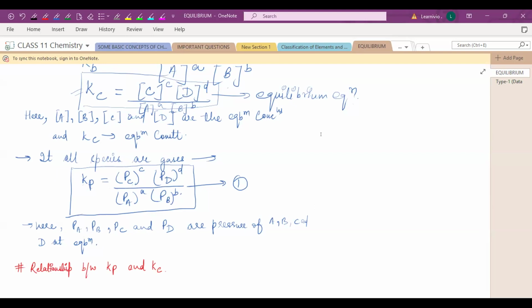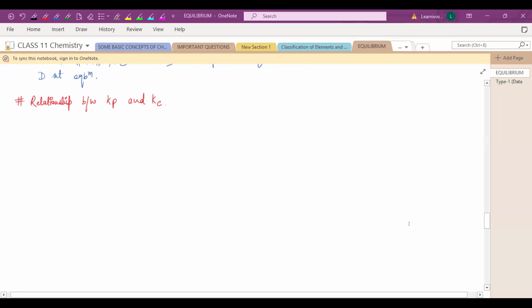Written, everyone? Yeah, ma'am. Okay. So the next topic is the relationship between Kp and Kc. Okay, Kp is the constant at pressure. When we talk about the pressure, that is the constant term. And what is Kc? Kc is the equilibrium constant. Okay, whenever we talk about the concentration, we use this constant term Kc.